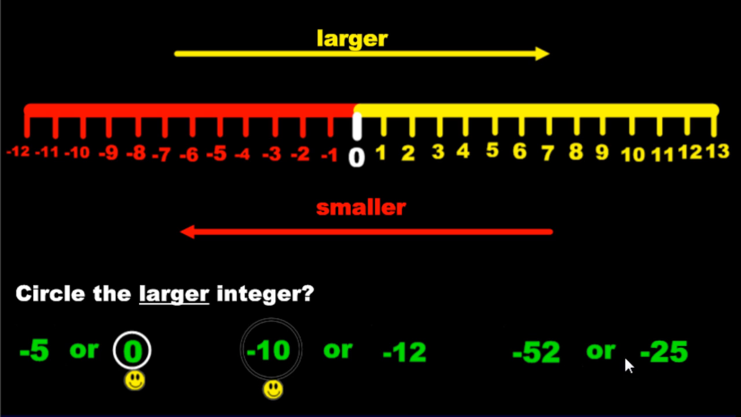Now we have -52 and -25. We can't see -52 and we can't see -25. This is an ultimate test on your ability to understand this stuff. Can you understand which is larger without the number line? If you said this one is larger, no, because negative 52 is way down there. Negative 25 is going to be closer to 0.